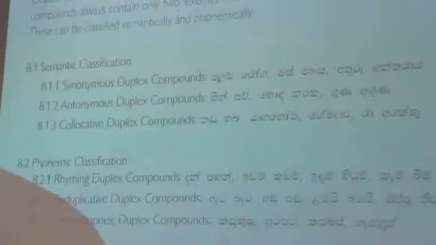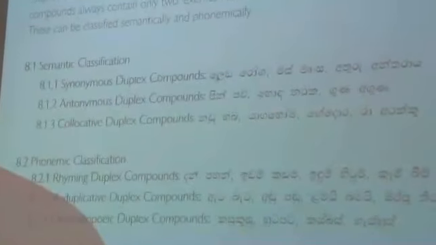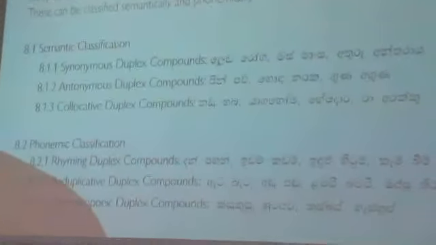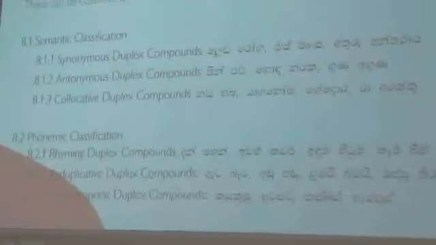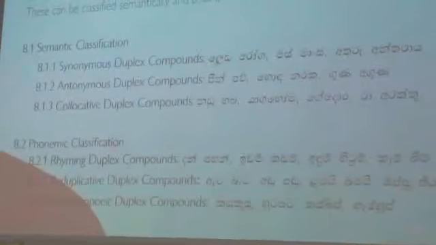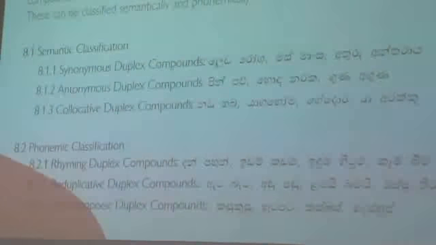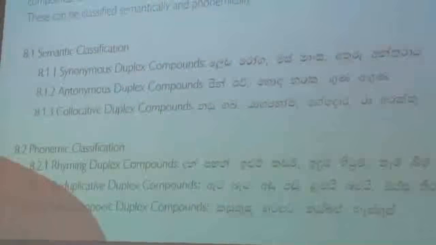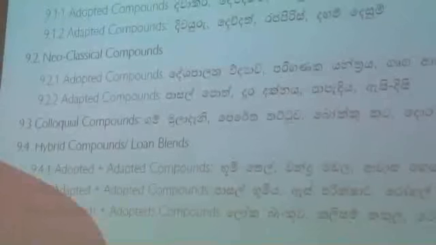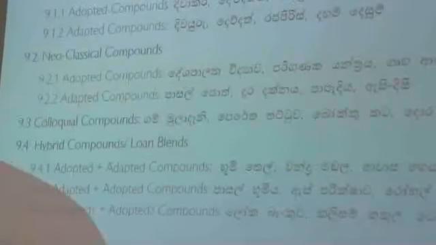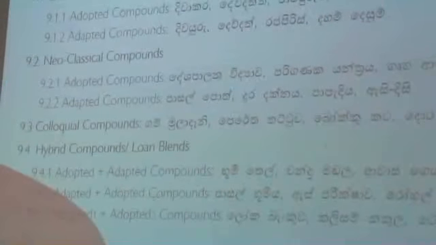So if you approach them semantically, you can see sometimes duplex words contain two synonyms or two antonyms or two collocative words. And if you approach them phonemically, you will see that they have rhyming words and duplicative words, and sometimes there are two onomatopoeic words put together. And then we have an etymological classification. Compounds can be classified etymologically as classical compounds, neoclassical compounds, colloquial compounds, and hybrid compounds.